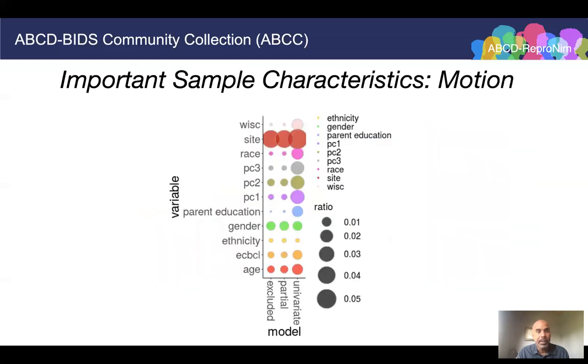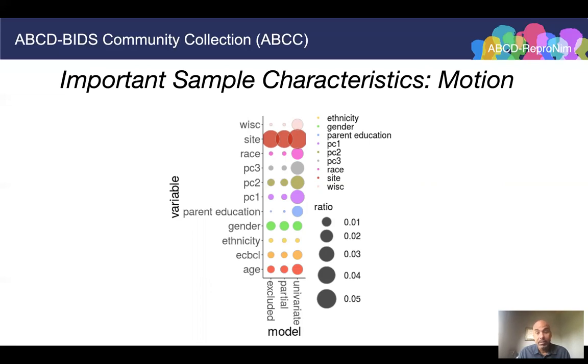Now there are some other important sample characteristics for folks to know. Motion is a big problem in all of our data, particularly these developmental samples. Here we're just showing how motion affects its site. There are small race effects, and there are the PCs, the components from a paper by Wes Thompson, looking at general ability, executive functions, things of that nature.